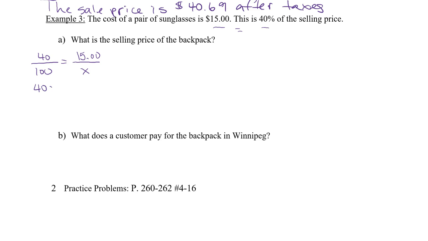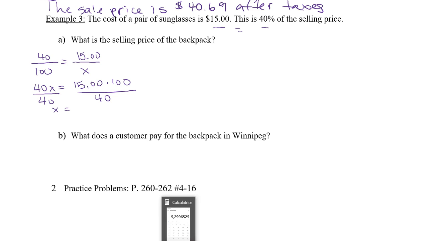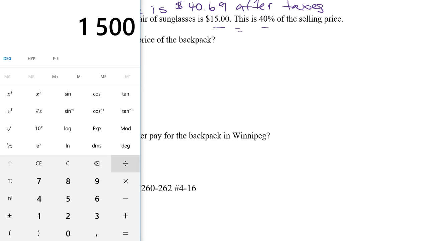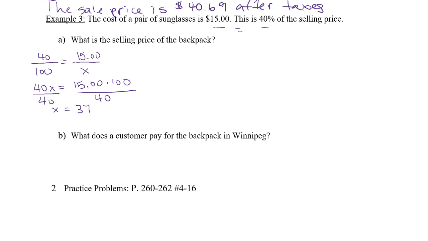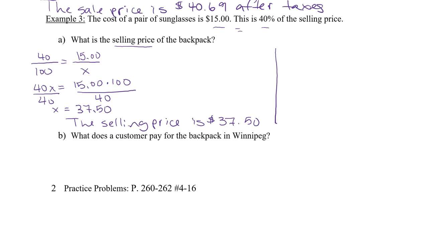So we're going to multiply, so 40 times x is equal to 15 times 100. I'm multiplying by 40, so I have to divide by 40 to get x by itself. 15 times 100 will be 1500 divided by 40 is 37.50. Okay, so that is the selling price. That's exactly what we're looking for, so the selling price is $37.50. Again, always two ways you can, I say always, 99% of the time there's at least two ways you can do things.